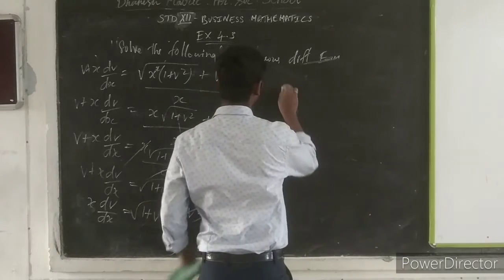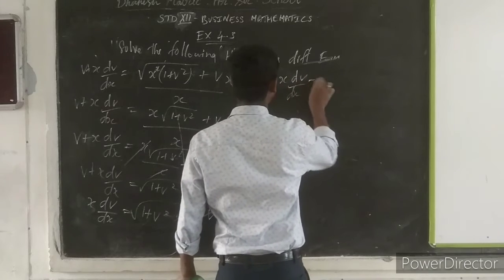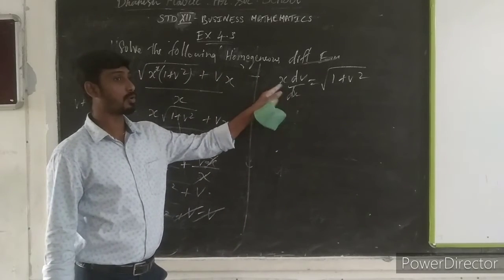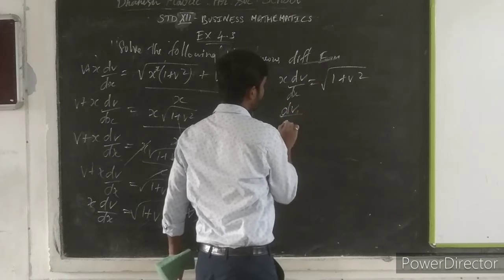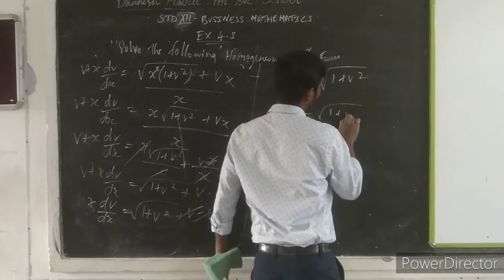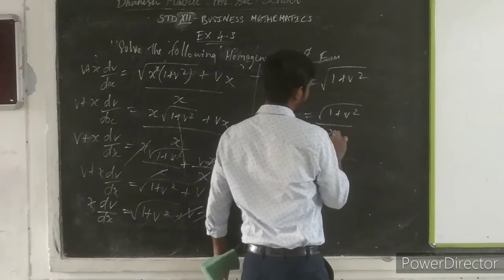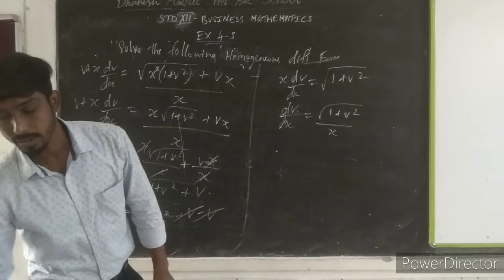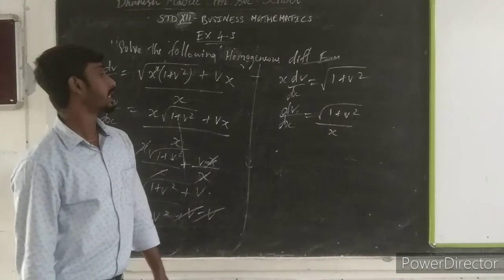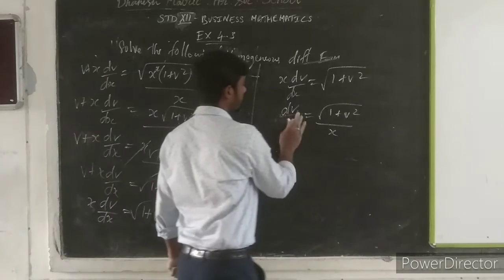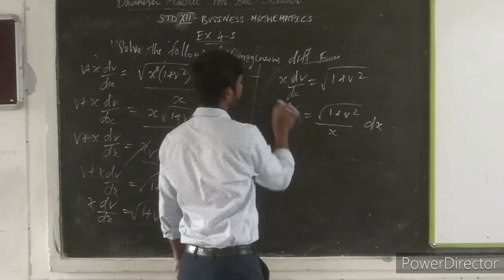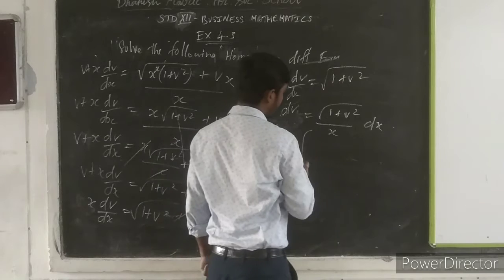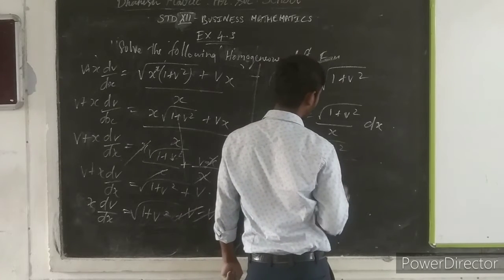What is the remaining value? We are getting x dv divided by dx equal to root of 1 plus v square. This x is multiplying, so it goes up and changes to divide. So dv divided by dx equal to root of 1 plus v square divided by x. Now we are separating the equation. Now we are integrating on both sides. This one will be dx here, so this total value will go reciprocal to that side.